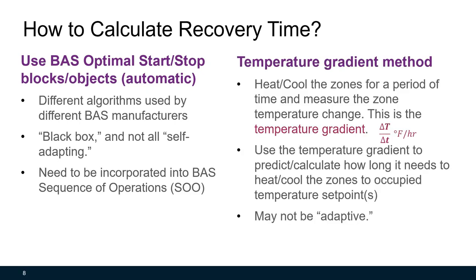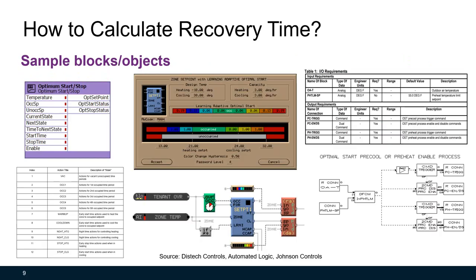A typical algorithm is called the temperature gradient method. Basically, the program will heat or cool the zones for a period of time and automatically measure the zone temperature change. This is called the temperature gradient. Then it uses the temperature gradient to predict or calculate how long it needs to heat or cool the zones to reach the occupied temperature set points. This may not be adaptive or optimal either, but it should be close and better than the manual method. Here are some sample blocks and objects related to optimal start and stop. You can see Distech Controls, Automated Logic, Johnson Controls, and many others all have these kinds of blocks.